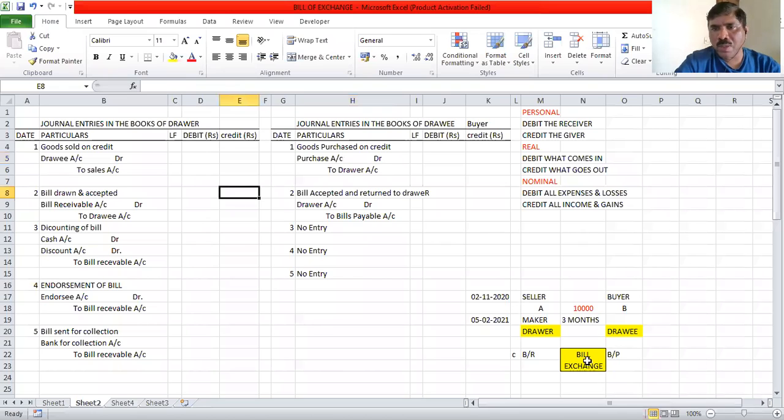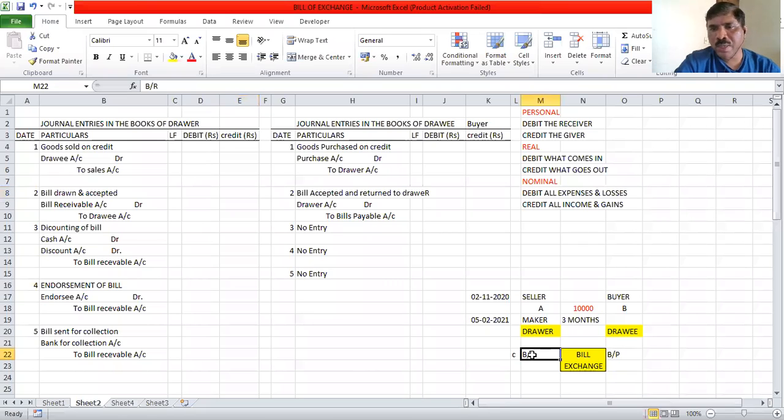When the bill is drawn by the drawer, that is Mr. A, and sent to Mr. B, in that case the bill is just a draft. So in that case, no entry will be passed at the time of sending by the drawer to the drawee. Once it goes to the drawee, he will accept it and return it to the drawer, and the drawer will receive the bill receivable.